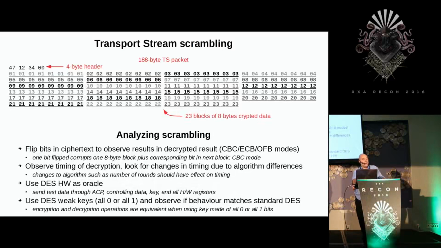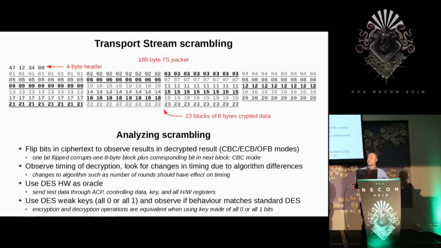The transport stream packet is made up of a 4-byte header and 23 blocks of 8 bytes each. DES operates on these 8-byte or 64-bit blocks. By flipping one bit in the encrypted input, ECB, CBC, or OFB modes can be differentiated. Flipping one bit causes an 8-byte block to be corrupted and the corresponding bit in the following block to be flipped. This indicates CBC mode is in use.